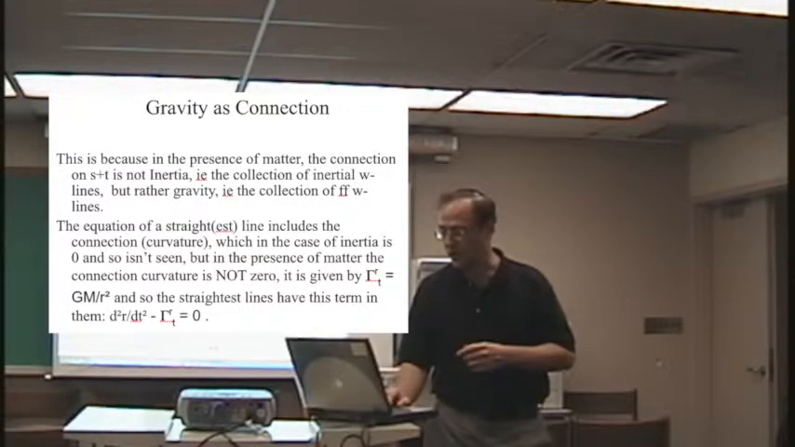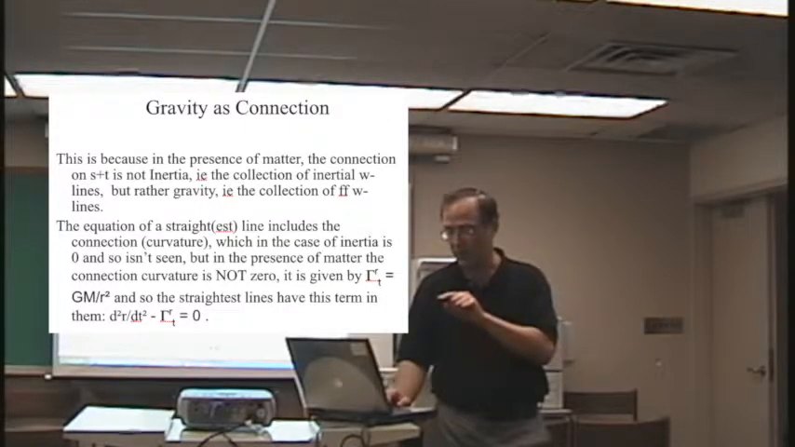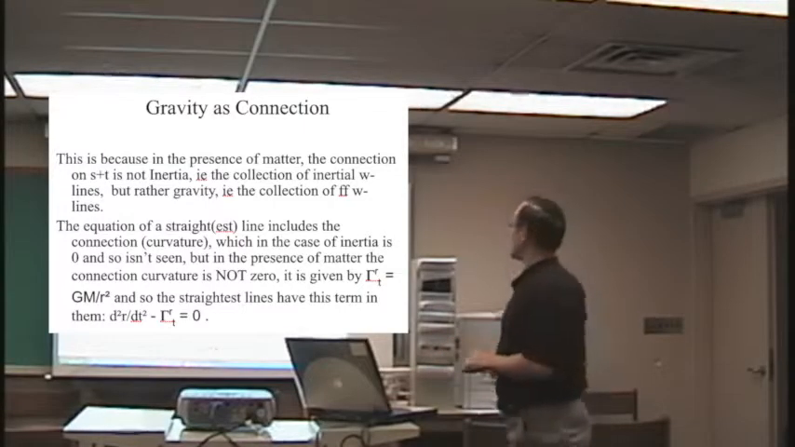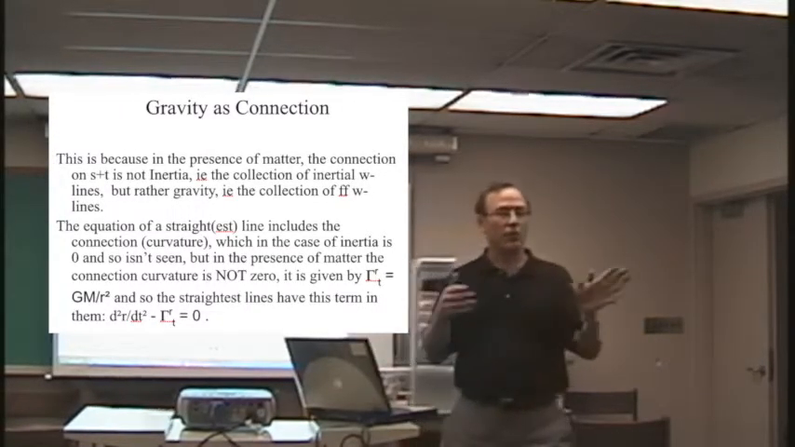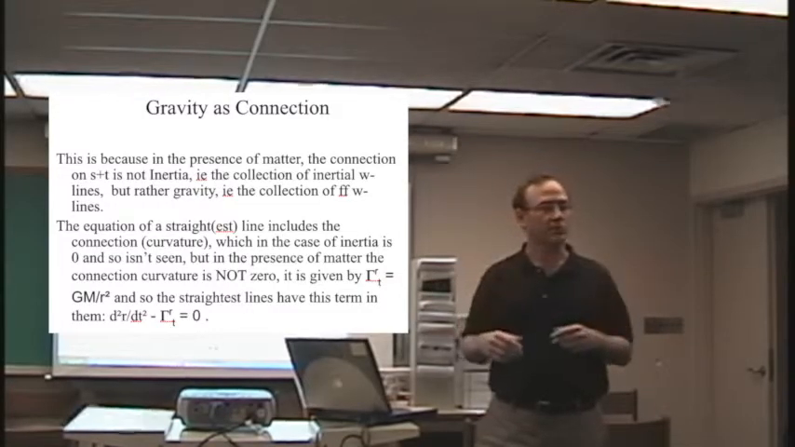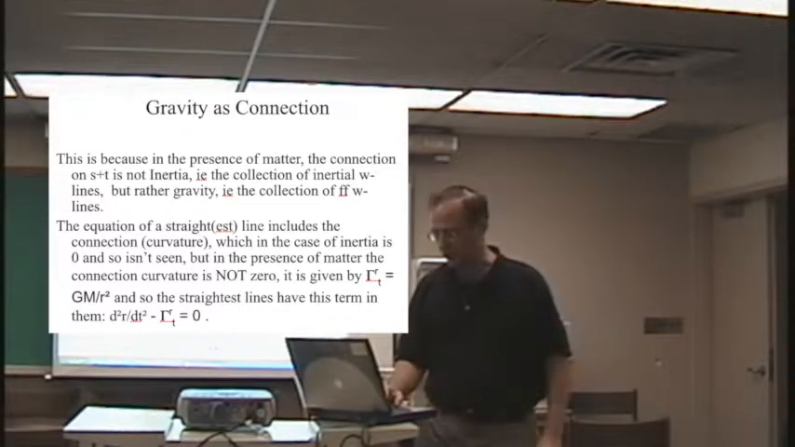And the straightest lines have this term in them, where what I did here in this equation is instead of writing acceleration is equal to gm over r squared, I took the gm over r squared and put it on this side. Why did I do that? Because gm over r squared is a spurious force. I don't want it on this side of the equation, that the acceleration is equal to some force over m. It's not really a force. It really belongs on this side of the equation, just like inertial forces can be gotten rid of. So I don't want to consider it a force. It's just part of the geometry. And I'll go into that more another time.